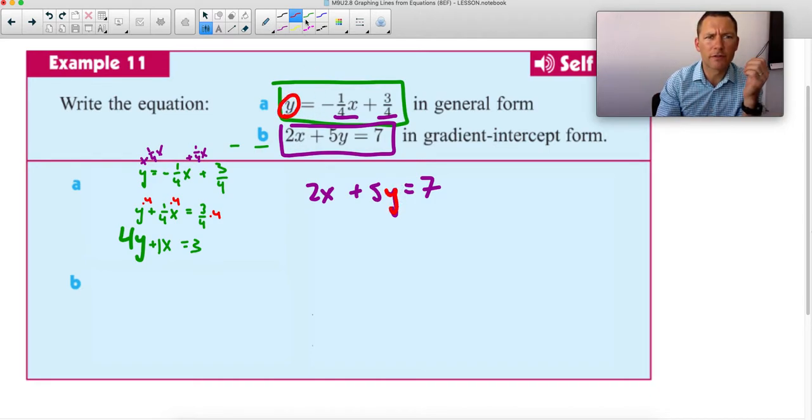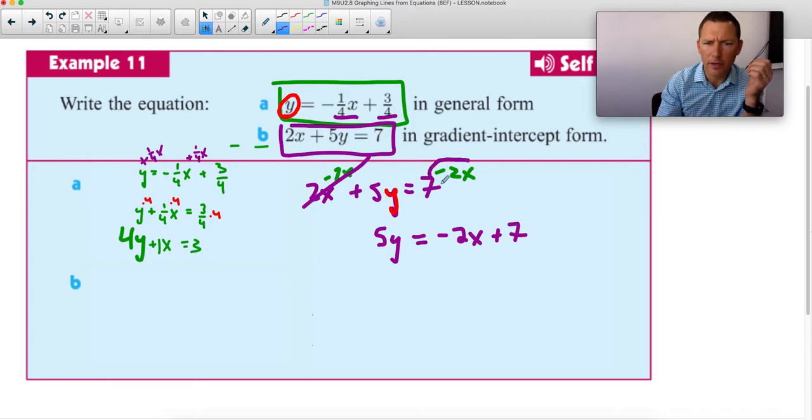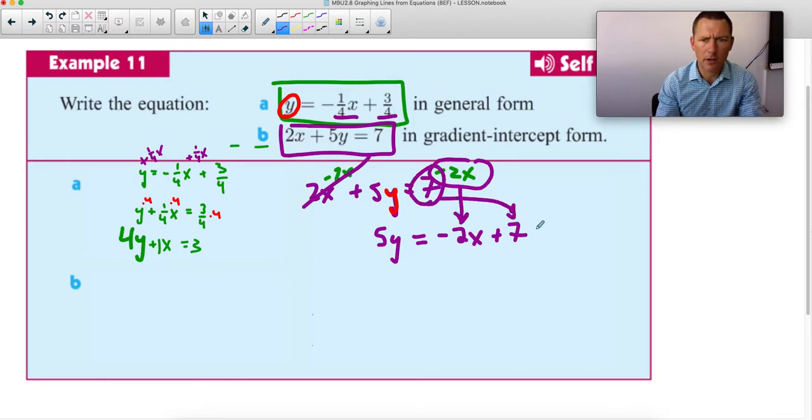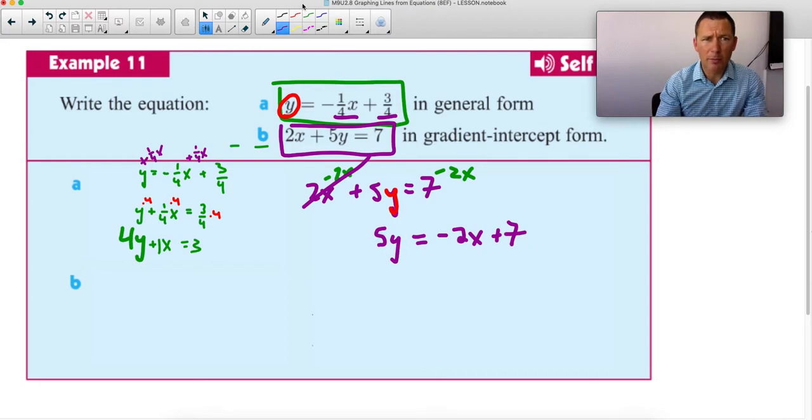So let's first subtract 2x from both sides. I'm just being strategic. I'm going to leave this as 5y. Those cancel out. This ends up being negative 2x plus 7. All right, don't freak out. The negative 2x is still negative 2x. The positive 7 is still 7. So far so good, but I want this y by itself.